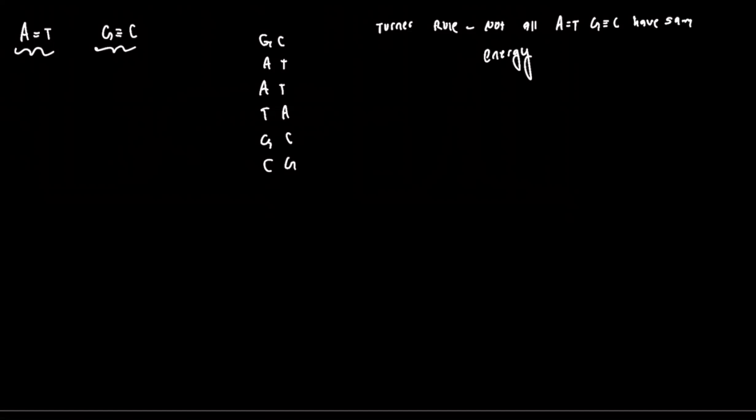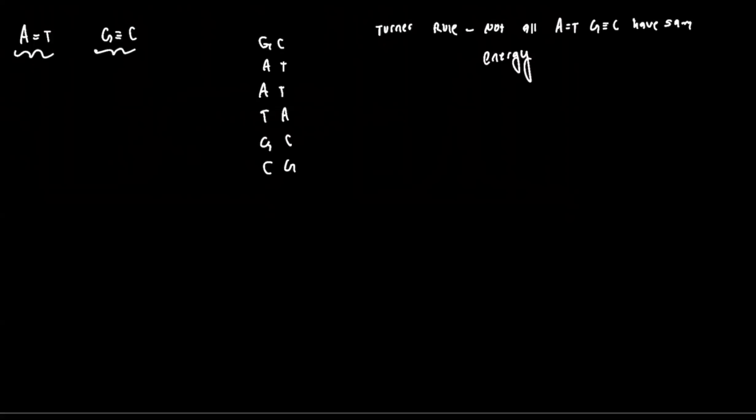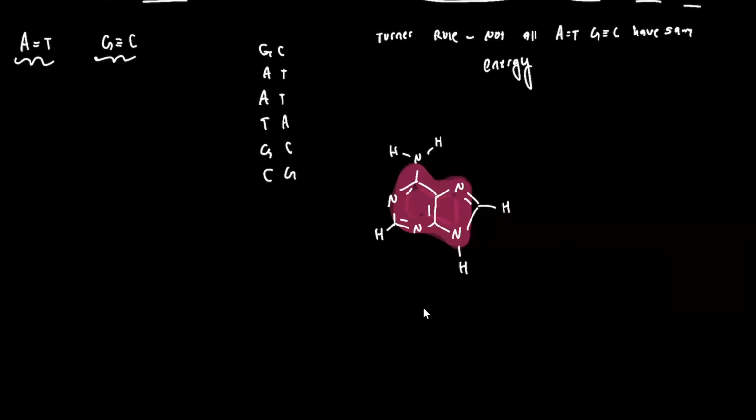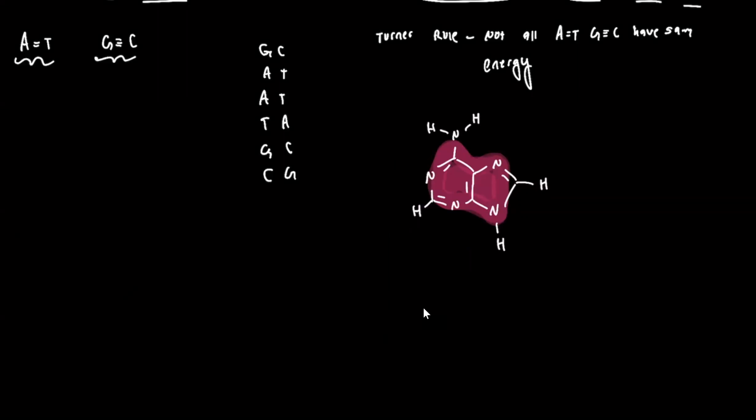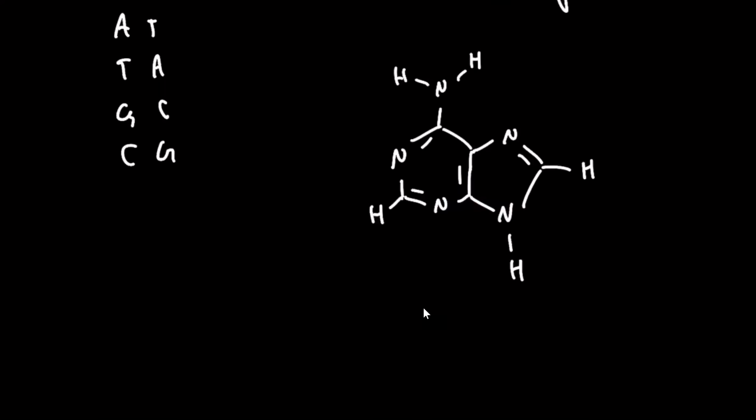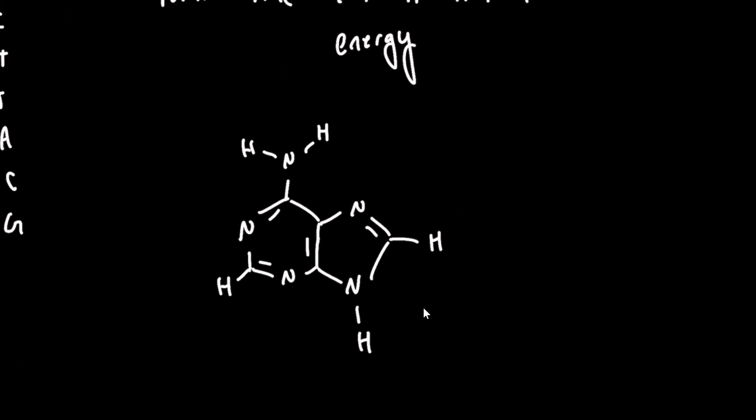What's the reason for this? Well, if we look at a base, so let's just look at this base, what you can see is that there's definitely going to be areas where there are partial negative and partial positive charges, because some of these bonds are polar, right? Especially with these hydrogens directly attached to a nitrogen. These nitrogens are generally going to be negative throughout the entire molecule, right? And pretty much most of the hydrogens will be positive.